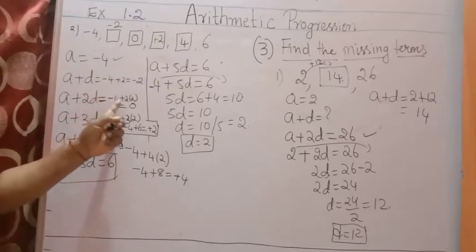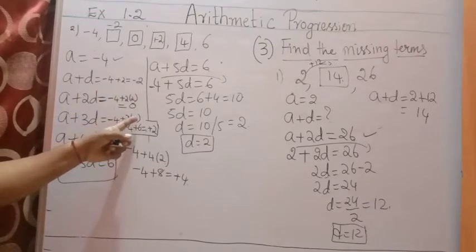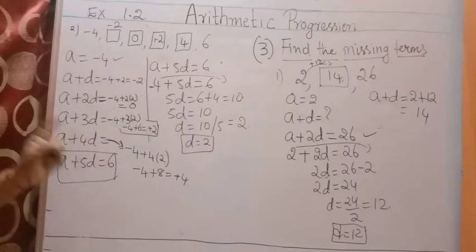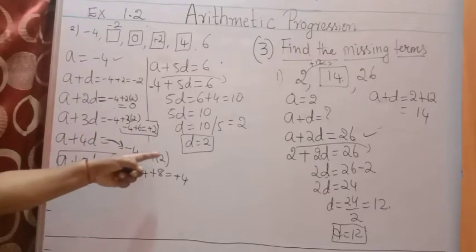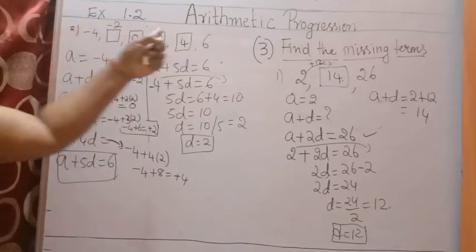A plus 2D means minus 4 plus 2 into D means 2. Minus 4 plus 4 is 0. A plus 3D means minus 4 plus 3 2s are 6. Plus 6 minus 4 is plus 2. A plus 4D is, A means minus 4 plus 4 into D means 2. Minus 4 plus 8 is plus 4. So, this is how you can find.